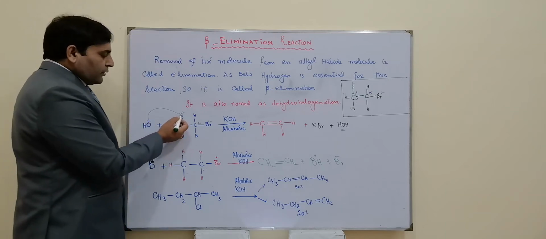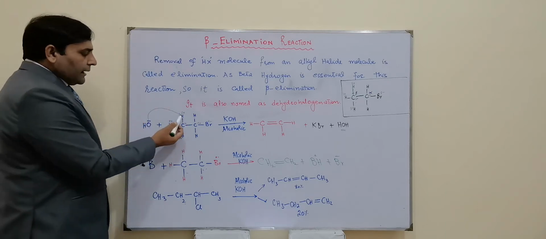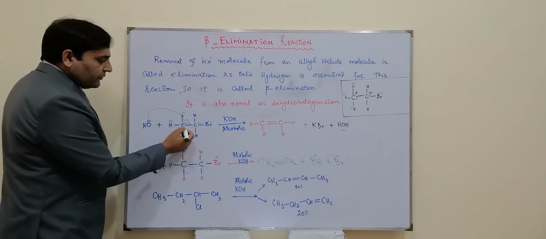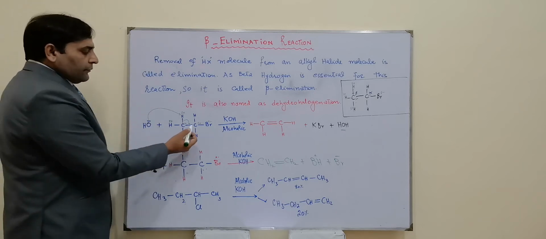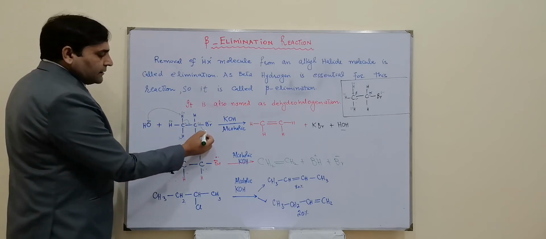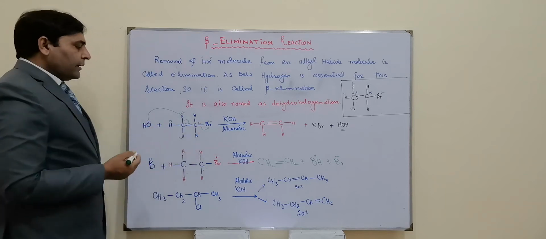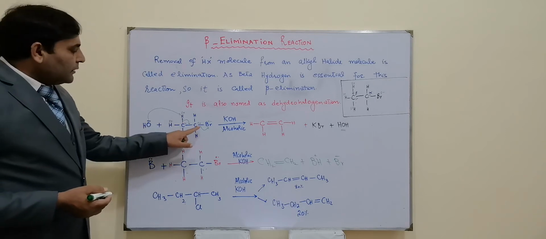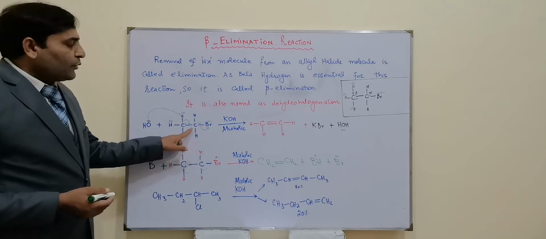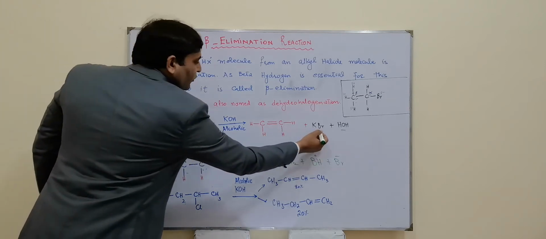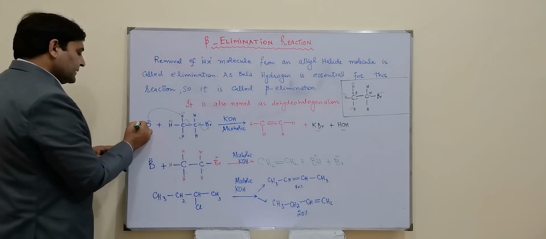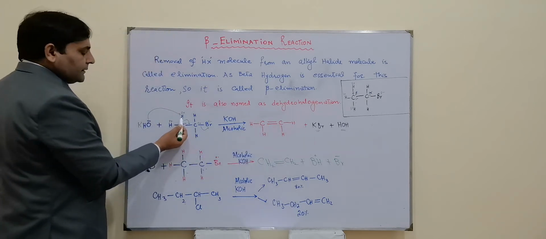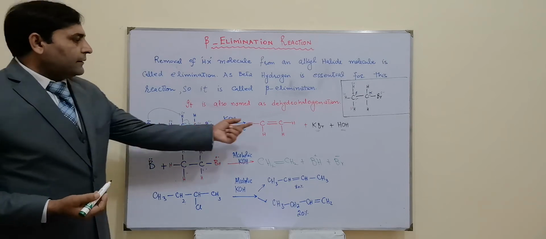This attacks this hydrogen and removes it, and the electrons of this hydrogen are shifted between this alpha and beta carbon. We get 5 bonds on this carbon. As a result, bromine is removed from this carbon. We know base has removed this hydrogen, and now bromine has to go as a result of 5 bonds here. This bromine is removed, and it goes with this K of KOH, and we get KBr, and OH takes this proton and makes water.